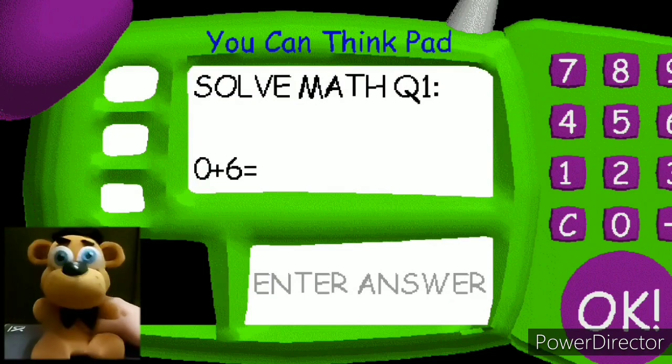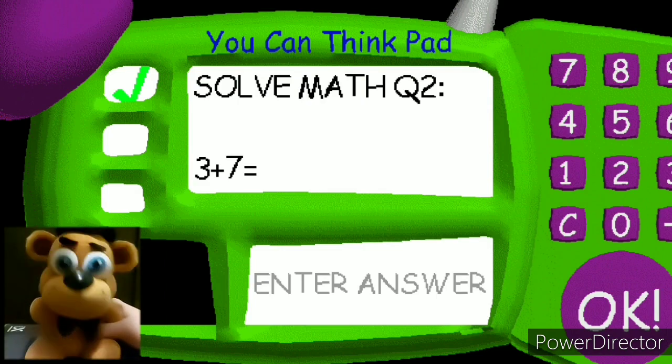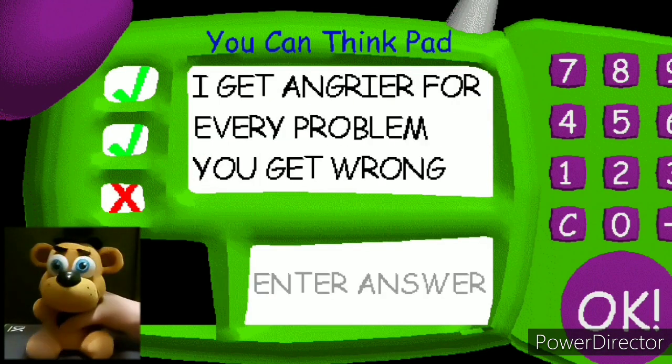Okay, 6 plus 6. No, 0 plus 6, it's just 6. 3 plus 7, it's just... I think it's 10. And then get this wrong again.